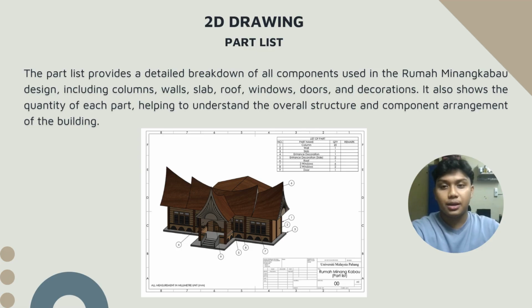Next, I will explain the 2D drawings for our Minangkabau house project. First, this slide shows the part list. The part list provides a detailed breakdown of all the components used in the design such as column, wall, slab, roof, windows, doors, and decorative elements. It also shows the quantity of each part, which helps us understand the overall structure and how the components are organized in the building.